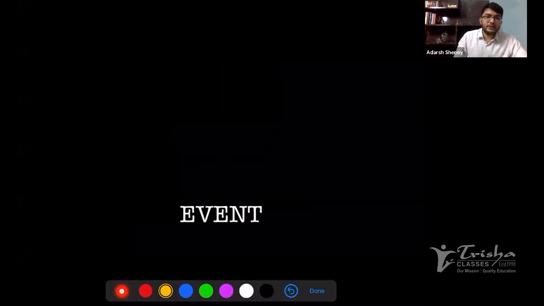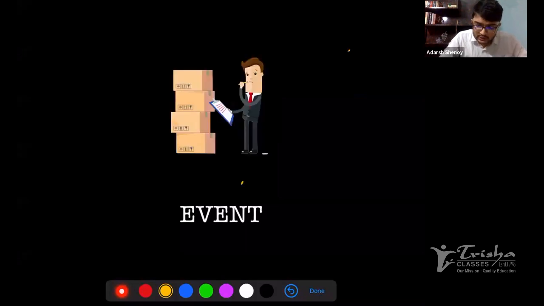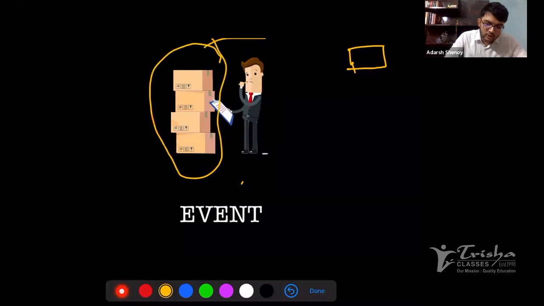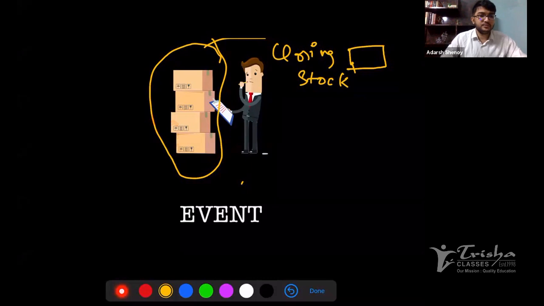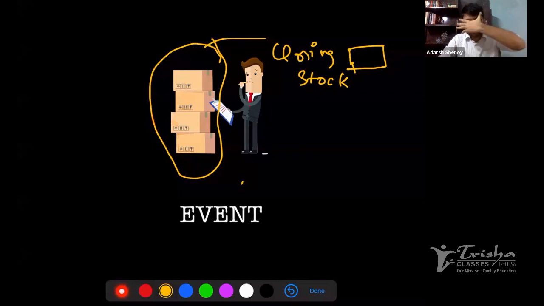Event. What is event? Event is something that is a result of transactions. Yes, very good, Anisha. It is results of transactions. Now, when a person purchases, he will have something called a stock. As a result of all the purchases he's done, he will be left with something called inventory or closing stock. Closing stock is result of transactions like purchases, sales. All this happens, and after that we remain with closing stock.